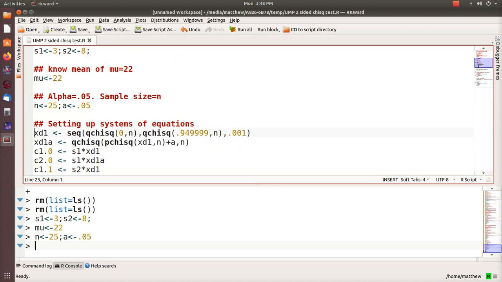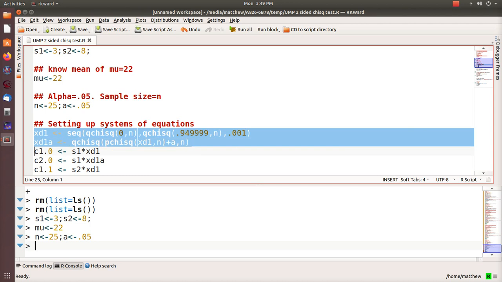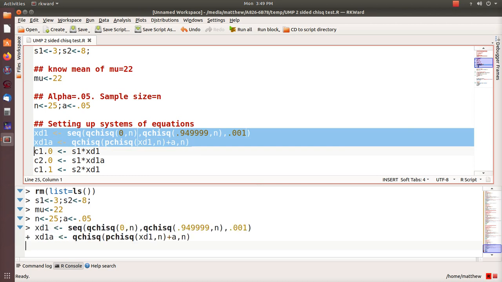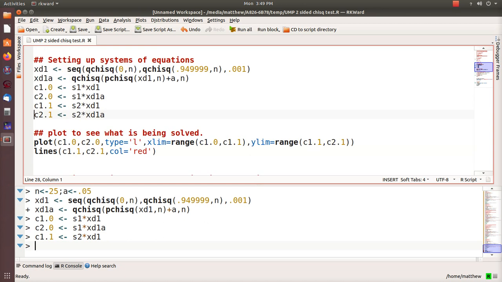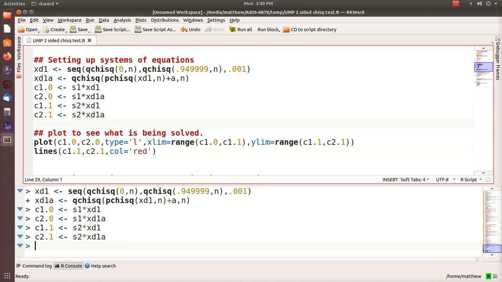Here we create xd1 and xda, and those are pairs. xd1 picks values along the chi-square distribution, and then xd1a pairs that value with the value in the chi-square such that the area under the curve is alpha. So those two are paired. And then from that, we pick all possible C1 and C2 values given both situations.